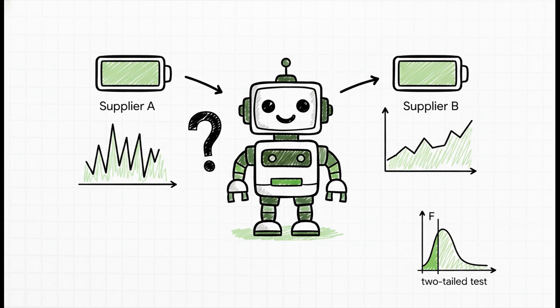Here, a manufacturer needs to pick between two battery suppliers. They don't really care which one is better. They just need to know if there's any meaningful difference in their consistency. A big difference in either direction could be a problem. This kind of "is there any difference at all" question calls for a two-tailed test.